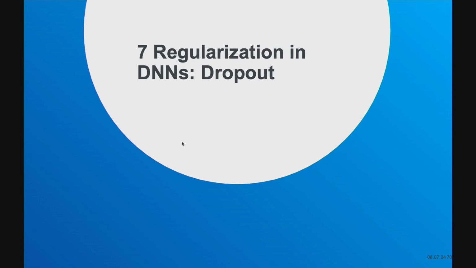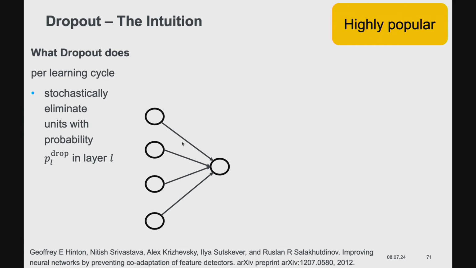A very much used method with deep neural networks is dropout. What is the intuition? In every learning cycle, you eliminate some units with a certain probability. So if this is a certain layer, you just cut out units and don't propagate information in such a learning cycle.